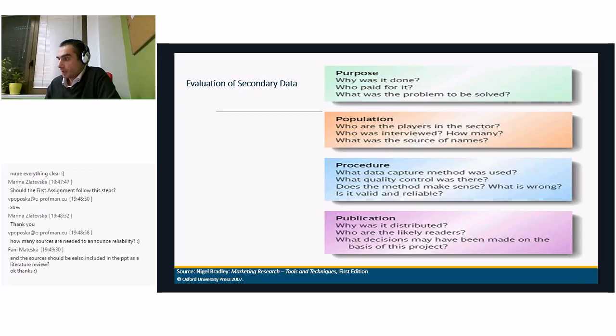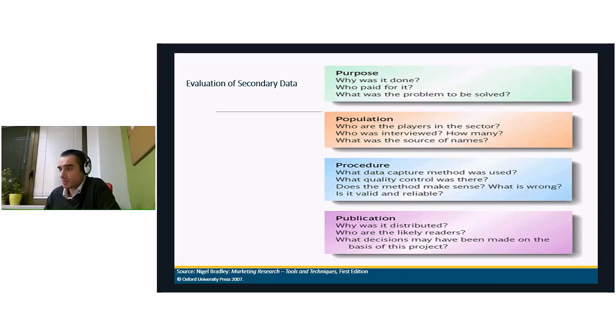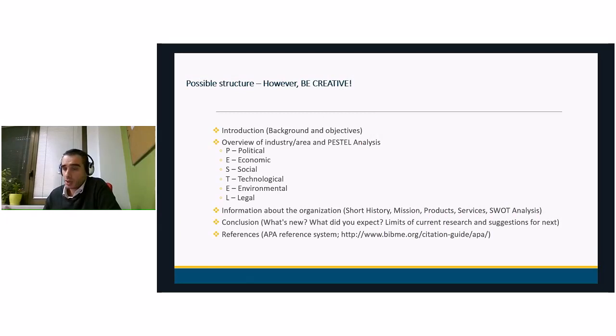So, if we have finished questions, then we can move to the last slide, which presents the structure. I would suggest that you use some of this structure. The message that I want to send here is, this is a possible structure. However, be creative, express yourself. You can see some elements that the desk research should include: introduction, overview of industry, area, organization, and PESTLE analysis, information about the organization, conclusion, and references. We'll talk about each individual element now.